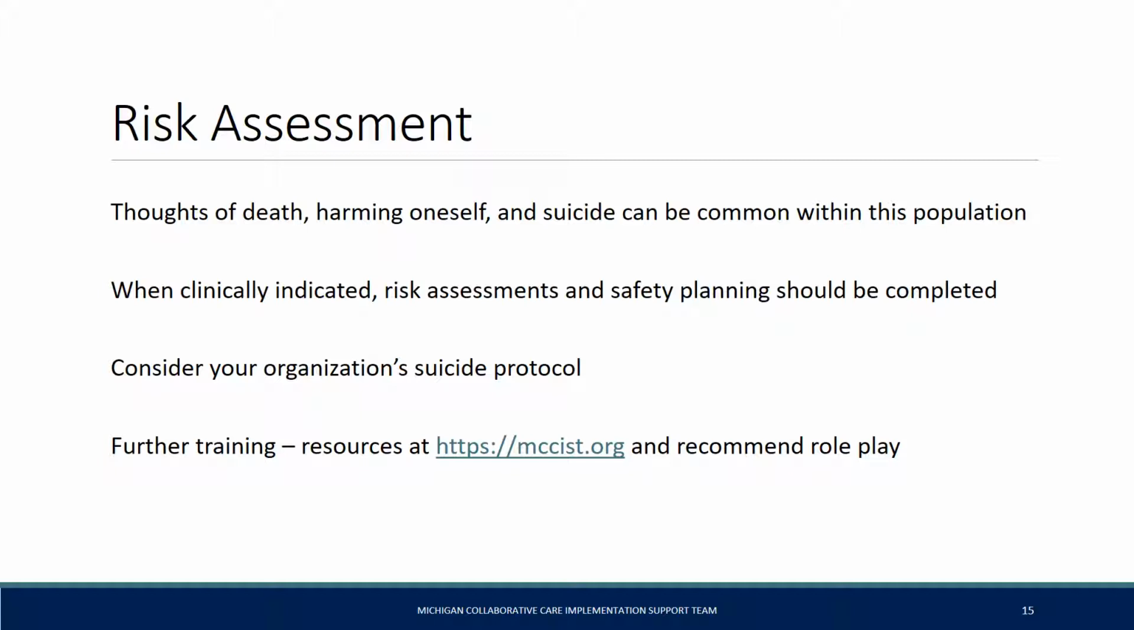They'll want to consider their organization's suicide protocol, which might help determine when and how you could refer to a higher level of care or involve crisis services in your area. In terms of further training, resources are available on our website, and we also recommend role-playing this with either an internal clinical supervisor or a member of our team, just so you can get really comfortable with completing risk assessments and safety planning so that you're ready to jump right in, not if, but when the need arises.